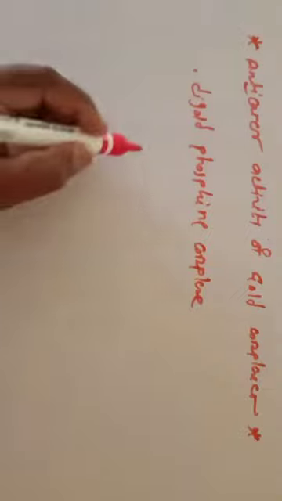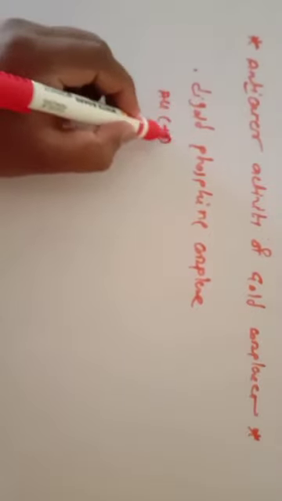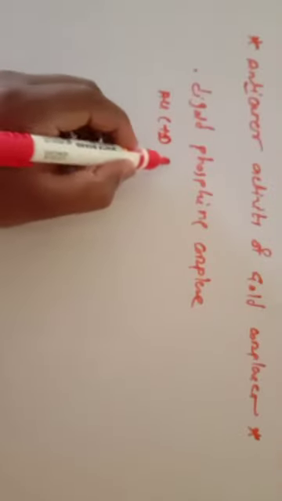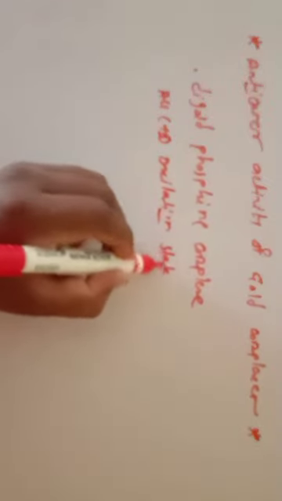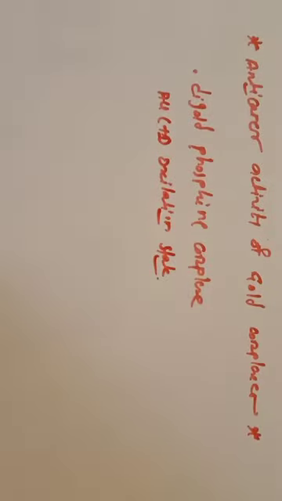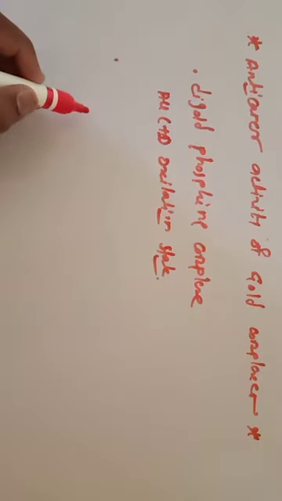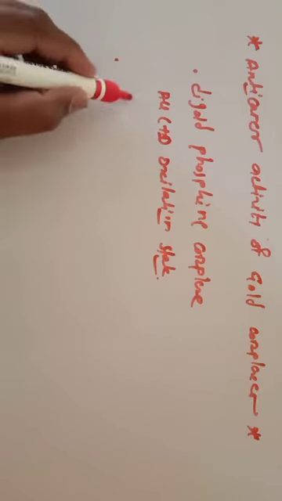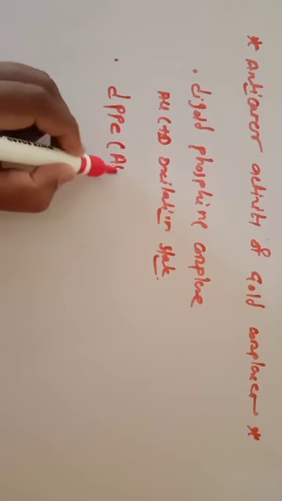In this digold phosphine complex, the gold is in the +1 oxidation state. Digold phosphine complexes have anti-cancer or anti-tumor activity. An example of this category is [Au2(DPPE)Cl2].